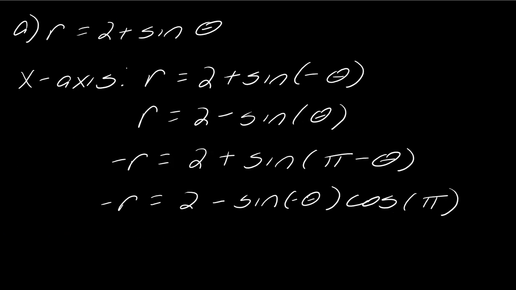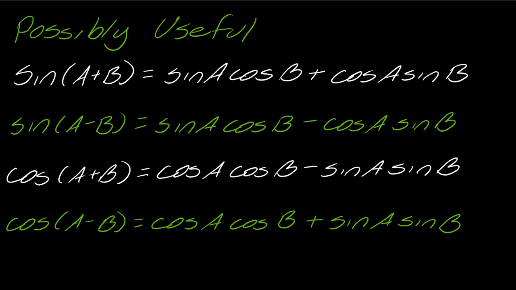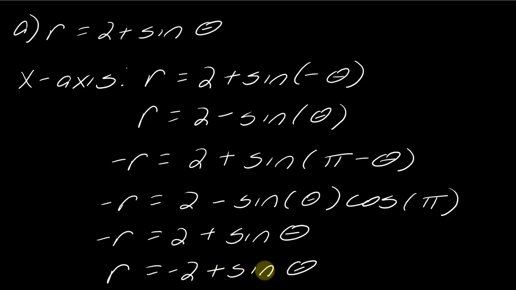So what I'm left with when I use that identity is negative r equals 2 minus sine negative theta cosine of pi. Now you have to think through all your signs here. This negative and this negative will cancel out based on my trig identity, but then this will turn into another negative. So this side becomes negative r equals 2 minus sine theta. If I divide everything by negative 1, I get r equals negative 2 plus sine theta. So this does not equal the original. Therefore, we do not have symmetry about the x-axis.